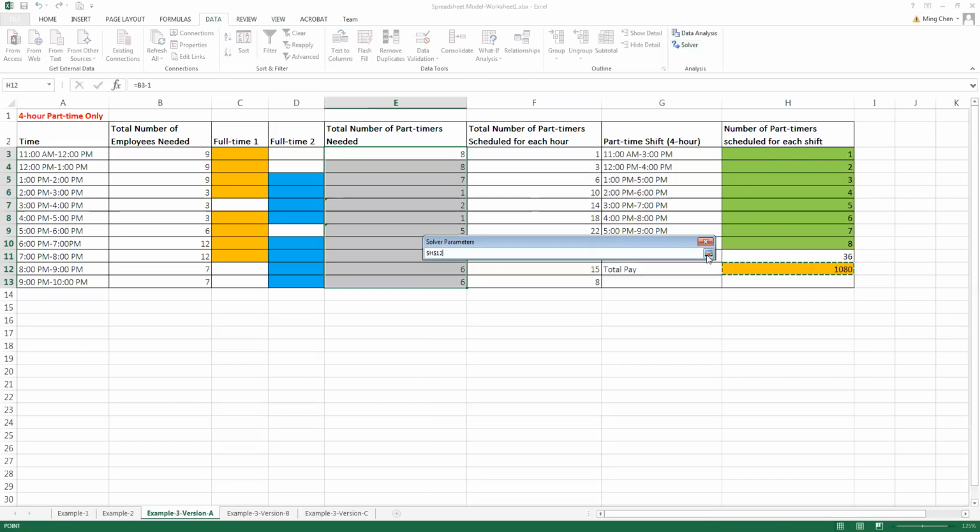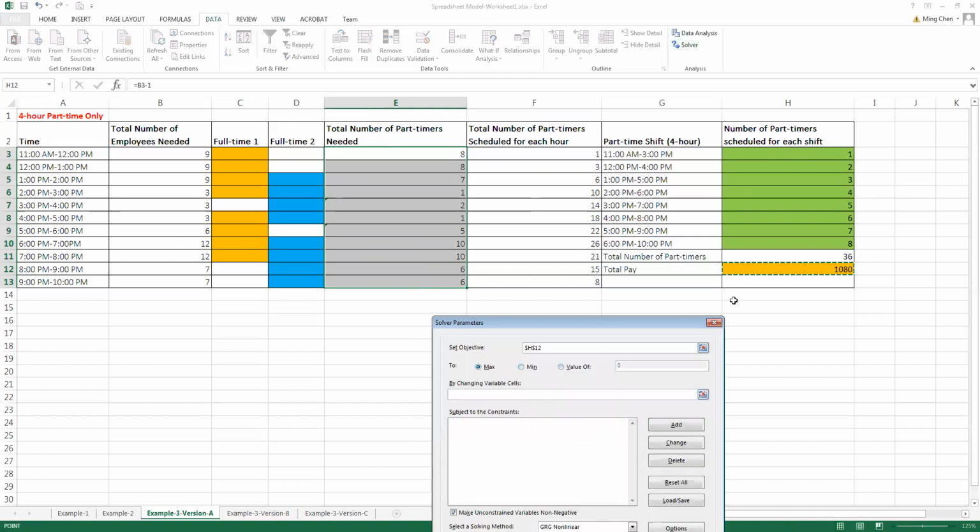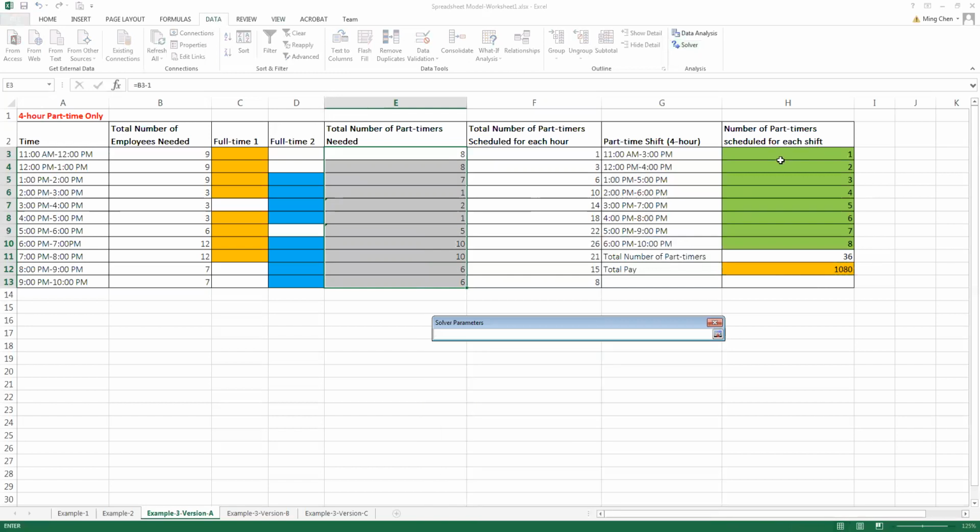Objective. That is H12. It's your objective. This is the pay. We are the restaurant manager, so we want to minimize it. I don't want to overstaff and pay too much. Minimize this number by changing variable cells. So what is our decision variable? Decision variable, I choose all the green numbers: the number of people to hire for different possible shifts.